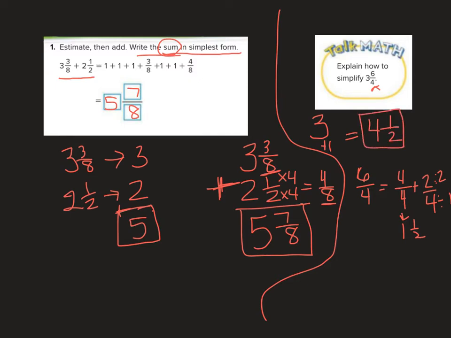I also have the option, like I said before, to do top divided by the bottom. 4 goes into 6 once, with 2 left over, which would be 2. There's my numerator. Here's my denominator. And then we know that can simplify to 1/2. Okay, so both ways we get 1 1/2, which is good because that means we're doing the right work.